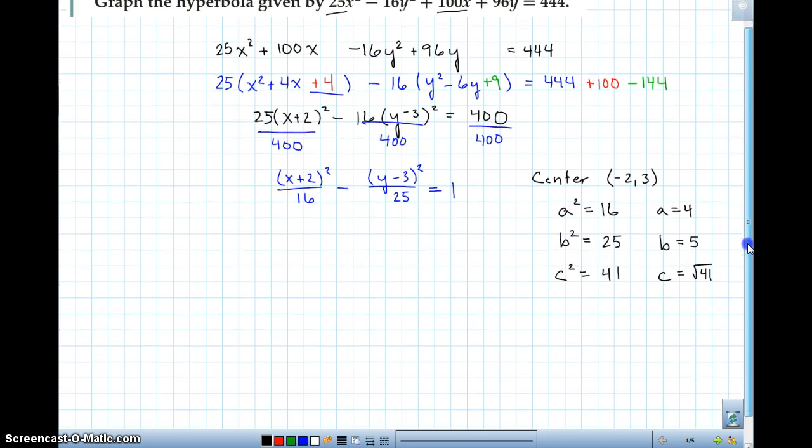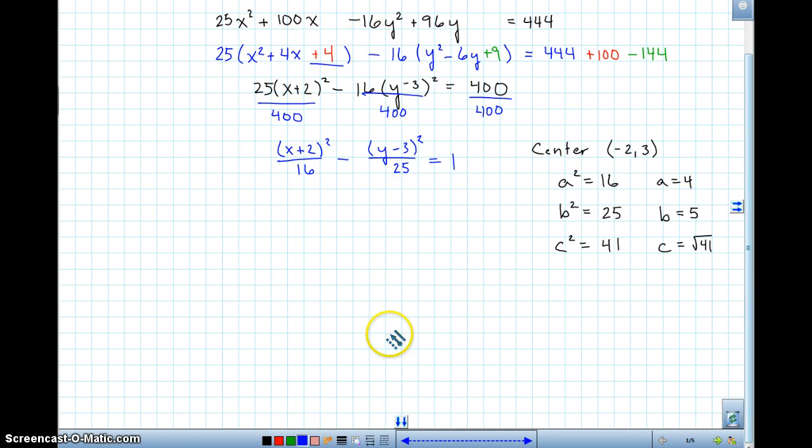Alright, we're ready to graph this now. So I'm going to start with my center. It's always a good place to start. At negative 2, 3, there's the center of my hyperbola. This is a horizontal one because I start with the x plus 2 squared term, so this is going to be horizontal.